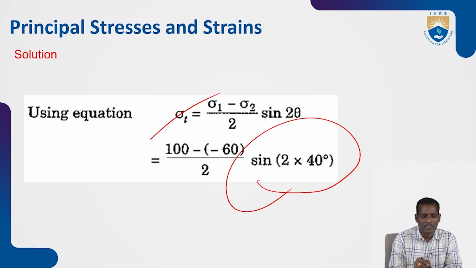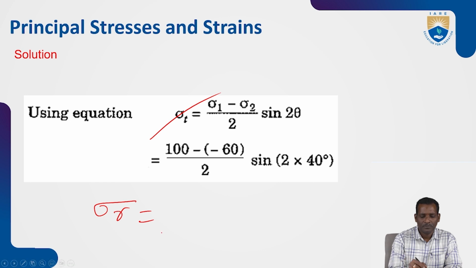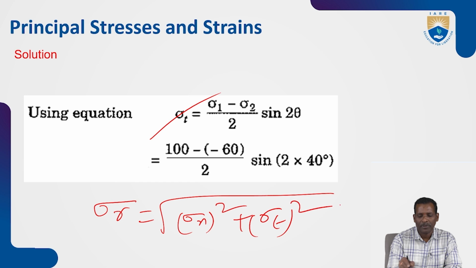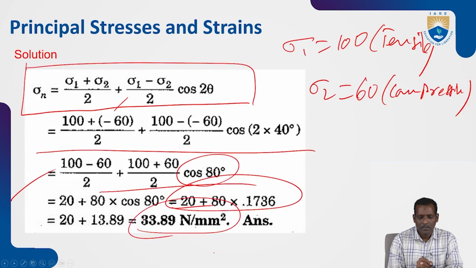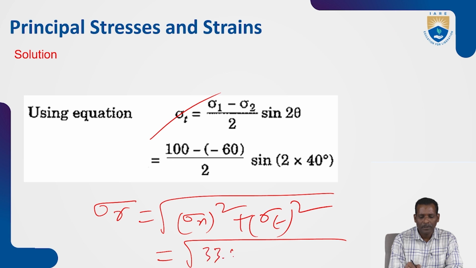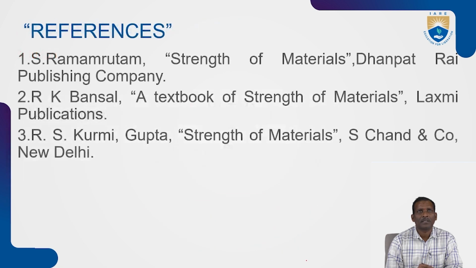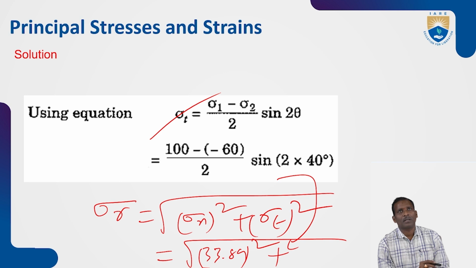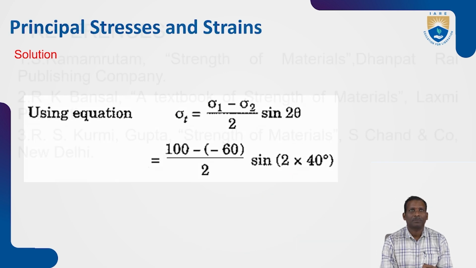So how do you calculate the resultant stress? Sigma r is equal to the square root of sigma n whole square plus sigma t whole square. So the resultant: sigma n is 33.89 whole square plus sigma t whole square. So calculate this value and substitute, you will get the resultant stress. So like this, you need to solve the principal stress and strain problems.